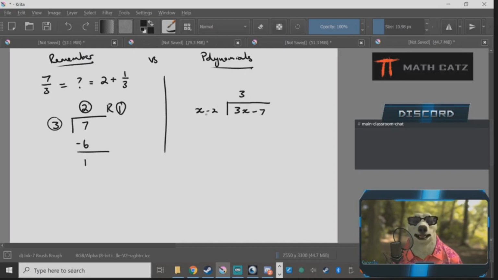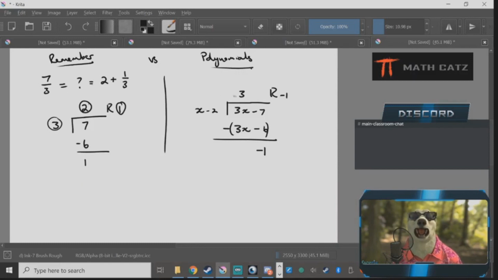Okay, so 3 times x is 3x. 3 times -2 is -6. This is sort of what I've used so far, and I need to take it away, all of it. Now, by design, the x terms will cancel. 3x minus 3x. -7 plus 6 is -1. I can't fit x anymore in. The degree of this -1 is lower than the degree 1 with the x. That's my remainder.